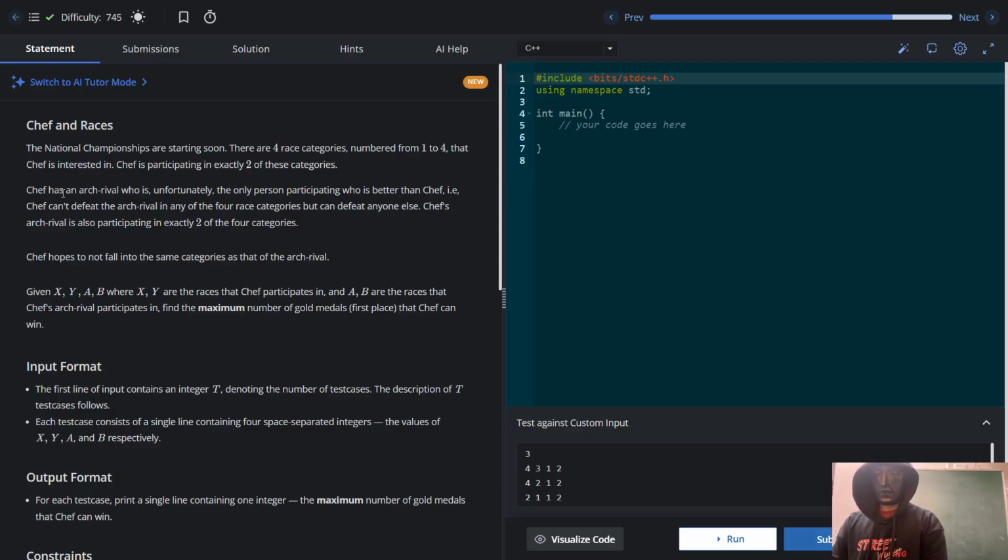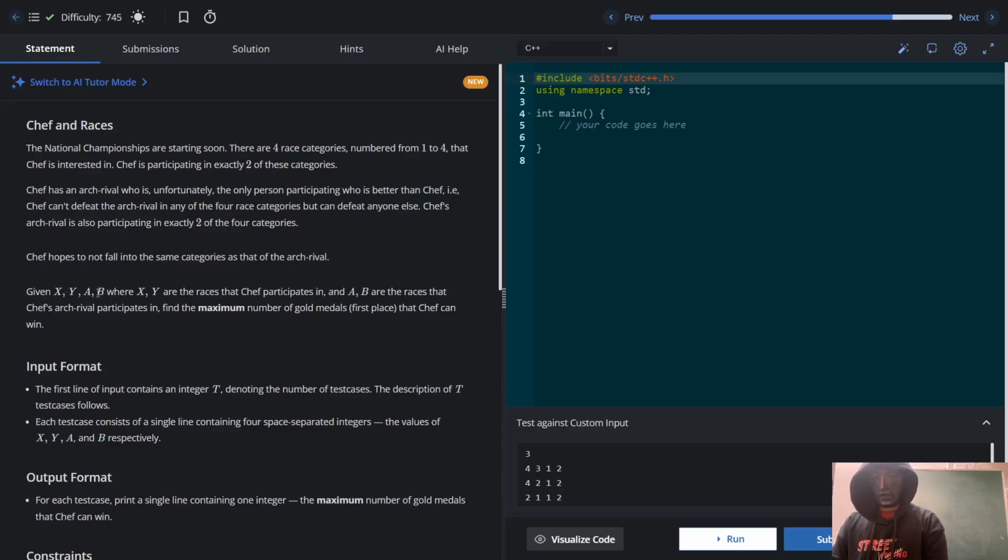Okay, Chef has an arch rival who is unfortunately the only person participating who is better than Chef. That is, Chef can't defeat the arch rival in any of the 4 race categories, but can defeat anyone else. Chef's arch rival is also participating in exactly 2 of the 4 categories. So Chef hopes to not fall into the same categories as the arch rival.